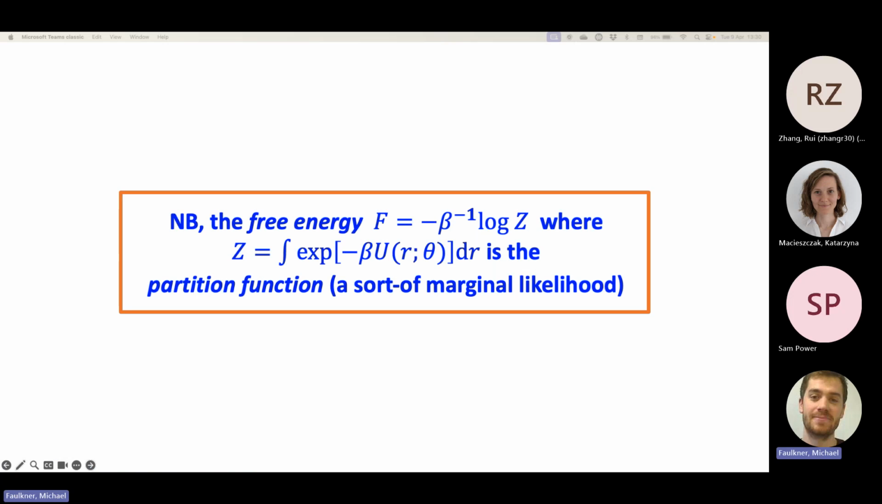This is a pretty disconnected slide from the rest of the talk, but I thought it was quite useful to just mention it now. You might have heard of free energy. The free energy is proportional to the negative log of Z, where Z is what we call the partition function. It's just the integral over the Boltzmann factor. So this partition function is a sort of marginal likelihood, and this macroscopic free energy is a sort of negative log marginal likelihood. Sometimes people refer to beta U confusingly as a free energy as well. I'd call that a configurational free energy. So that's just to make it even more confusing.